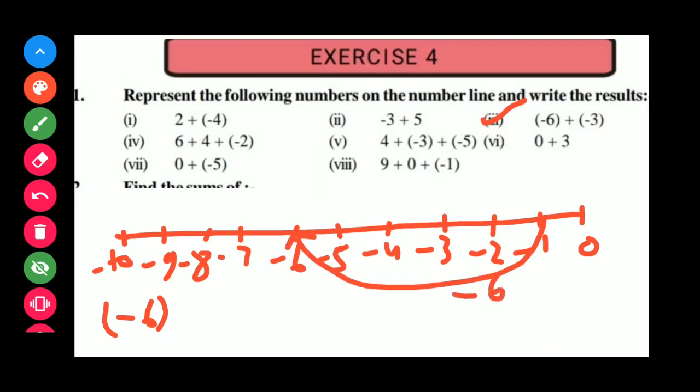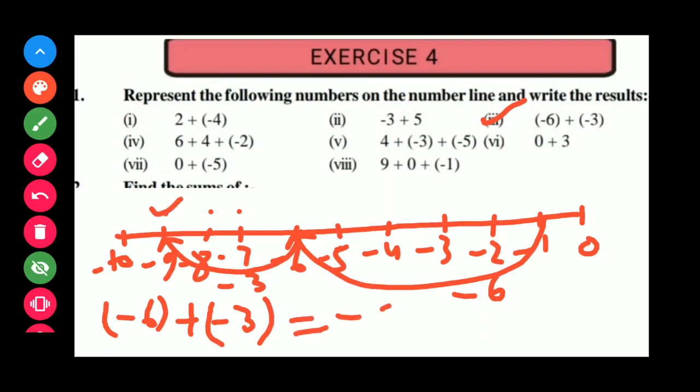And now +-3. What happened in -3? You can count 1, 2, 3. You have to take it to the left only. So that is your -3. So result is -9. That is your result. So you can write here -9 as your answer.